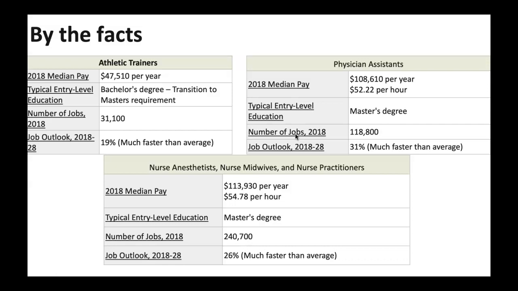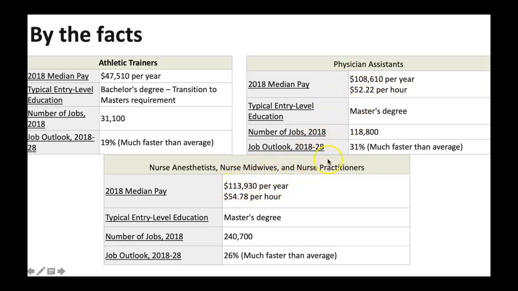And so these are taken from the Bureau of Labor Statistics. When we're thinking about athletic training, just think right here, the median salary. This isn't the lowest, this isn't the highest, it's somewhere in between, about $47,500. A physician assistant, you can see, starts at about $100,000. Then your nurse practitioners, etc., start at about the same.